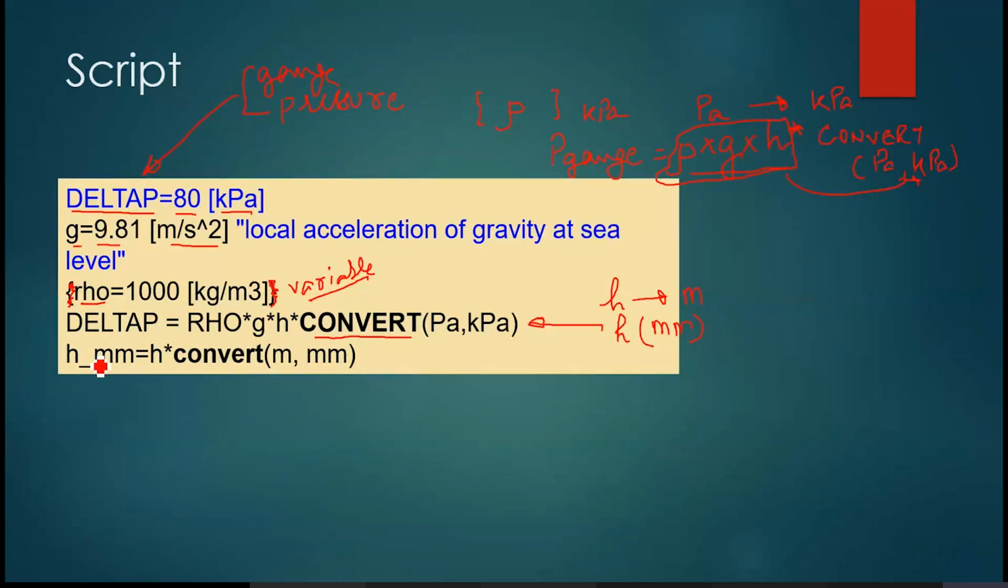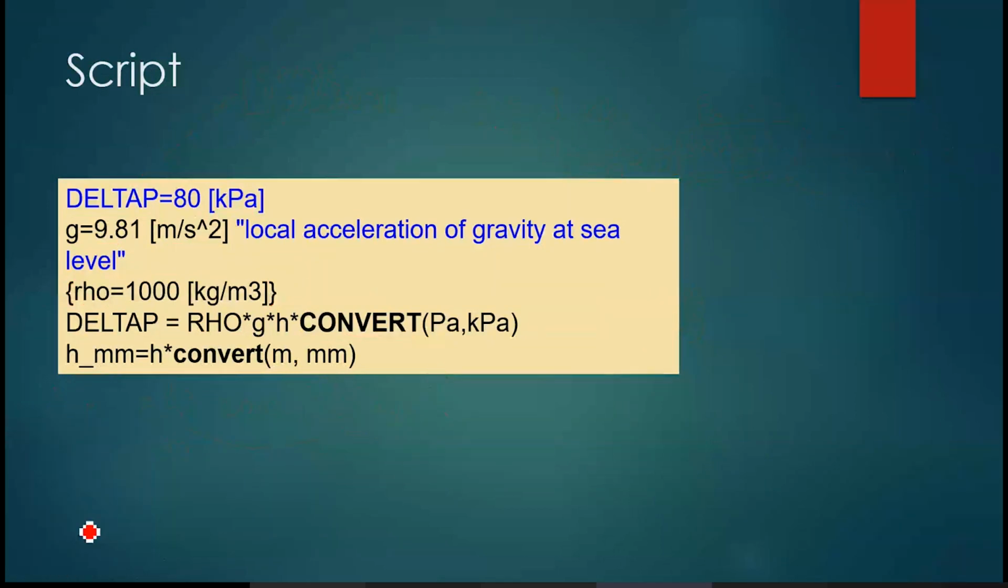So what I do is that I define another variable which is h in millimeters, or you can write h mm, or any other name, h2, whatever, and you say that it is equivalent to h, which is in meters, multiplied by using the function convert from meters to millimeters. So this value would be converted into millimeters. Clear enough?